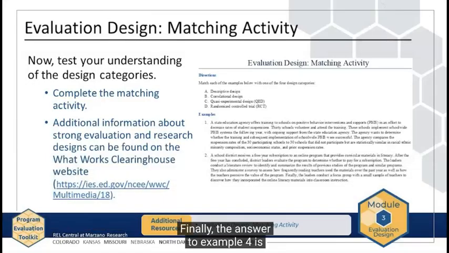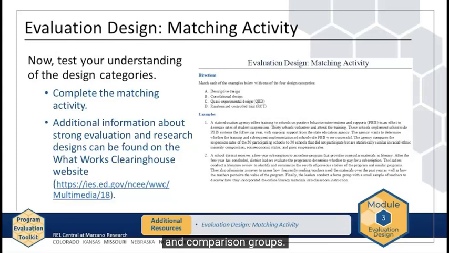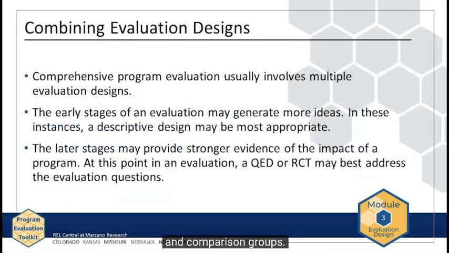Finally, the answer to example 4 is D, or a randomized controlled trial. In this case, the district conducts a lottery to determine which schools receive the intervention. Thus, the evaluation includes randomly assigned treatment and comparison groups. In practice, comprehensive program evaluation usually involves multiple evaluation designs.